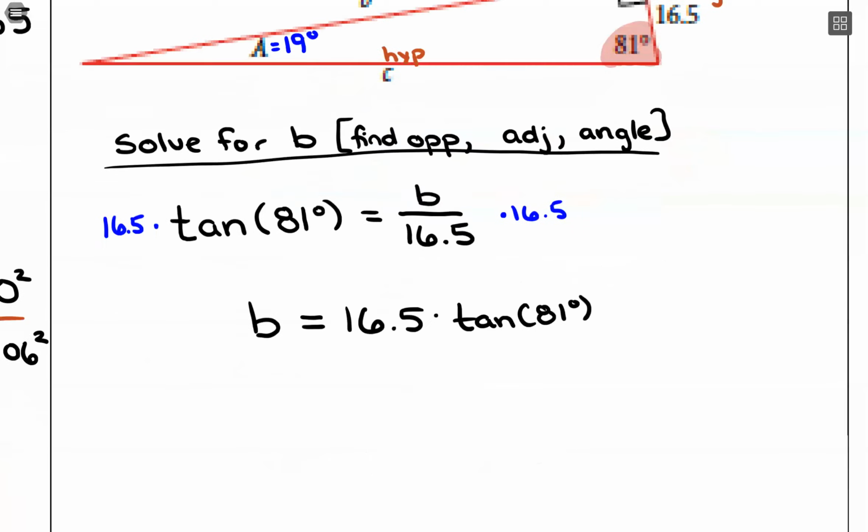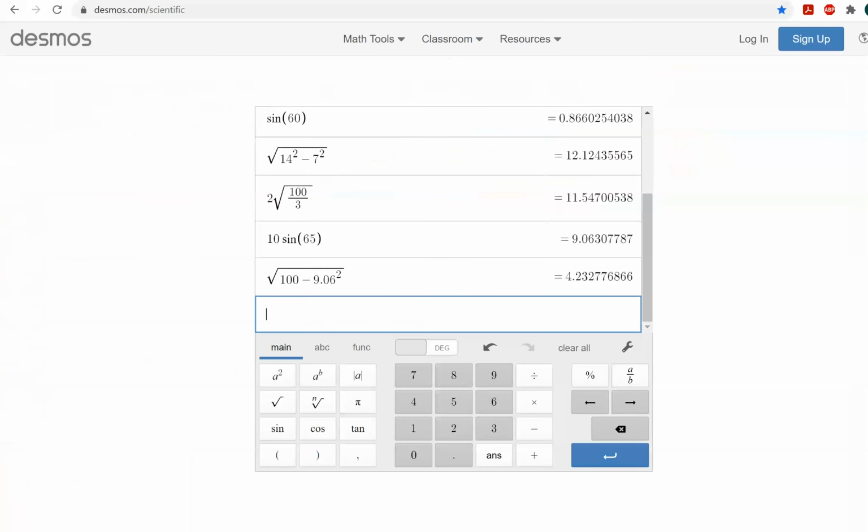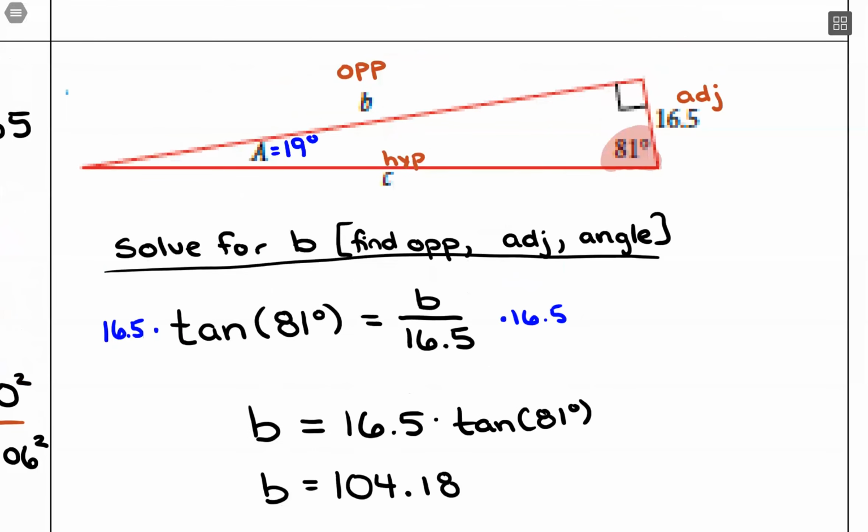And with that, I need to go to the calculator. So 16.5 times tangent of 81. And that's 104.18. So that's our side length for B, 104.18. And that makes sense. If this is 16.5, this is a lot longer than 16.5, so that makes sense visually.